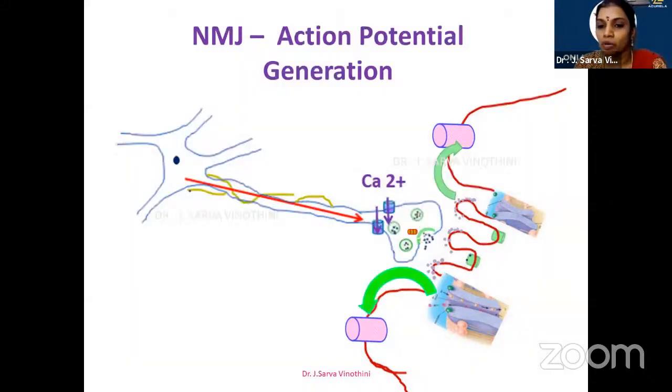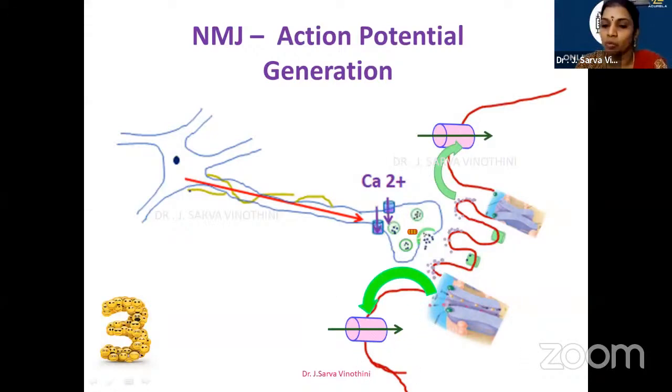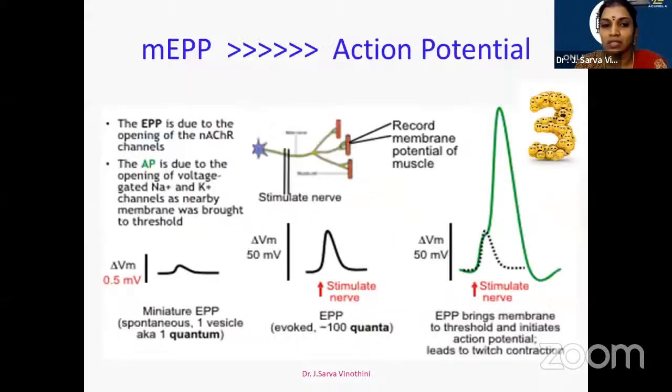So when this end plate potential is strong enough, it comes and depolarizes the surrounding muscle membrane also. So in that case, this voltage sensitive channel also gets stimulated, and now this also allows sodium to come in. So in this way, the muscle action potential gets propagated and the muscle contraction occurs. So you have to remember these three receptors.